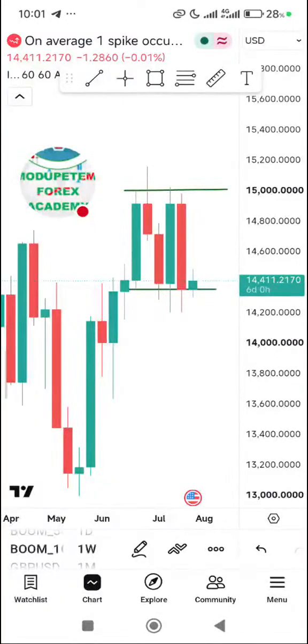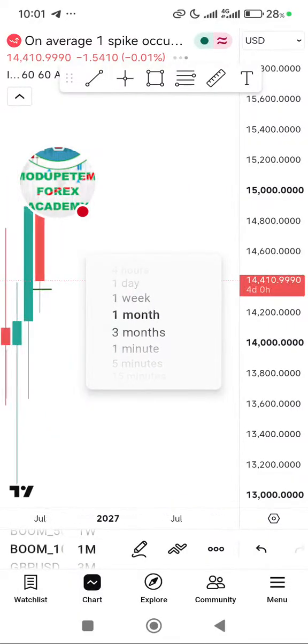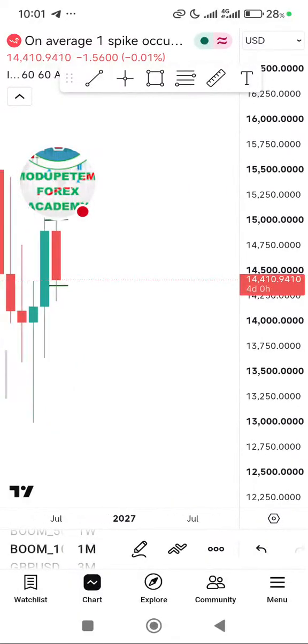So what I will do now is that I will go to my monthly time frame. Let me see the structure on my monthly time frame. Let me see what is happening on the monthly time frame.